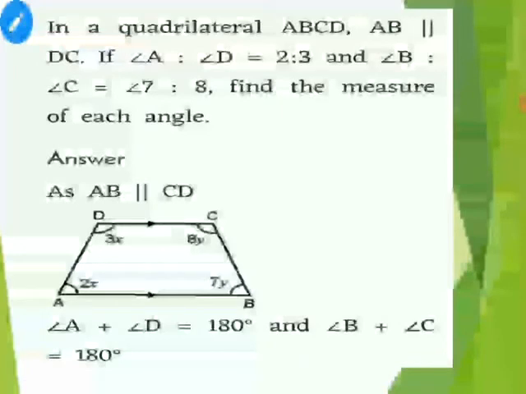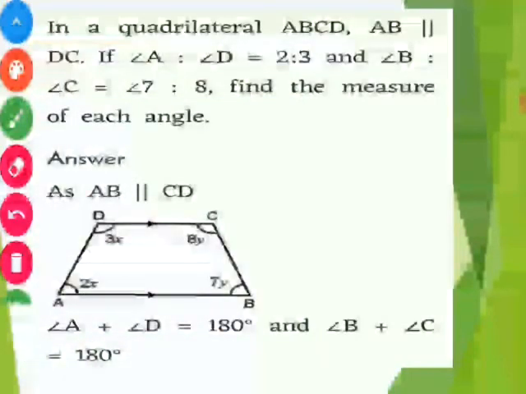Now the next question. In a quadrilateral ABCD, AB is parallel to DC. If the ratio of the angles A and D is given to you as 2 is to 3, and the ratio of B and C is given to you as 7 is to 8, find the measure of each angle. So what is given here? The ratios of the angles are given here. So let's solve it.